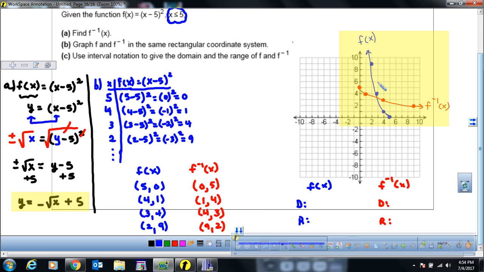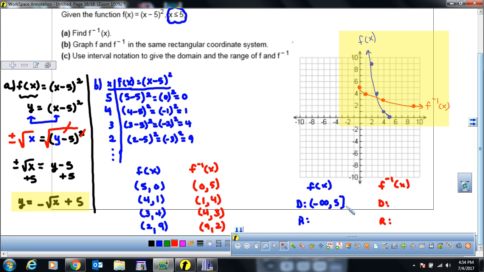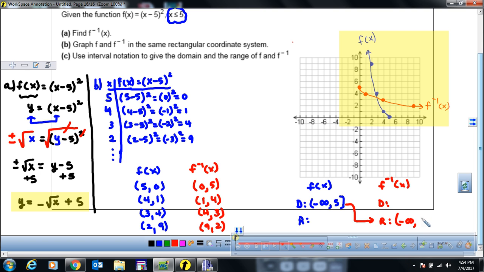What is the domain of this function, the blue one? You see that the graph keeps on going to the left side. So what does that mean? That it's going to start from negative infinity, and where does it stop? It stops at 5. So my domain is going to be from negative infinity to 5, including the 5, so you're going to put a bracket at the 5. Since the domain is negative infinity to 5 for f of x, that means that the range of the inverse function is also negative infinity to 5. Remember that the domain of f of x is the same as the range of the inverse, and the range of f of x is the same thing as the domain of its inverse.